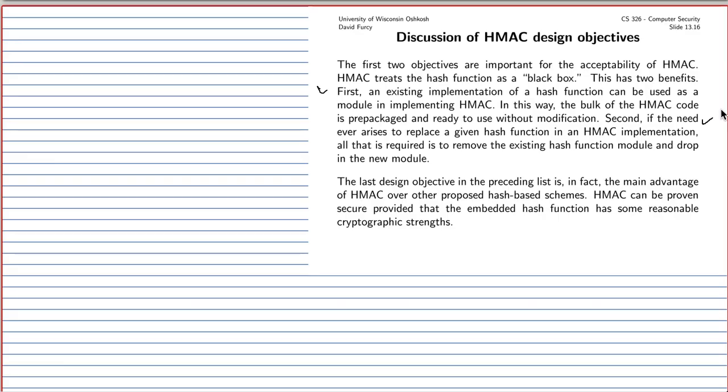And then the last design objective we discussed, the one about security, is also very important. The reason HMAC was widely accepted and is widely used is that the researchers who proposed it were able to actually prove some security guarantees. Yes, the security guarantees are relative to the security of the hash function being used. But they were able to prove that if the hash function is secure, then the HMAC algorithm is at least as secure as those hash functions. And the fact that they were able to prove it in a rigorous way is a big reason why HMAC became so popular.